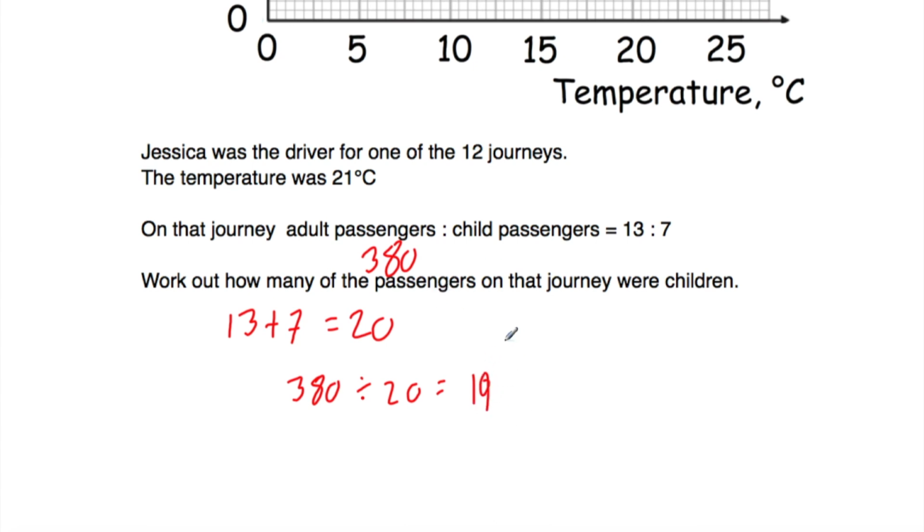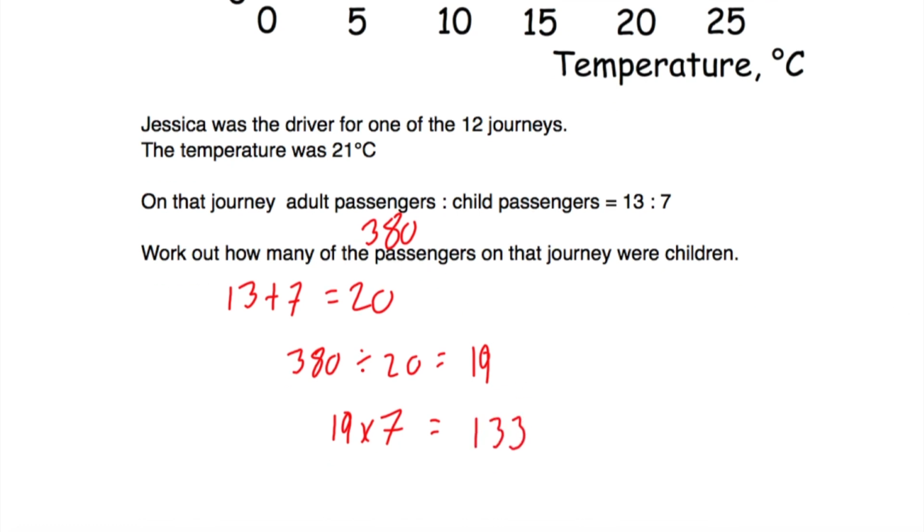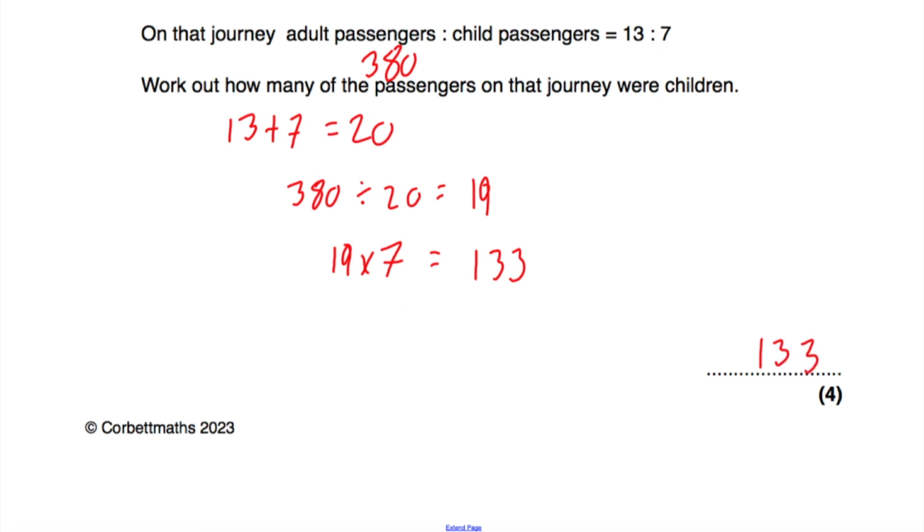So that means if we take 19, the number in one part, and multiply that by the children's part in the ratio, which is 7, we do 19 times 7, that'll tell us how many children were on that journey. So 19 multiplied by 7 is equal to 133. So how many passengers on that journey were children? The answer would be 133.